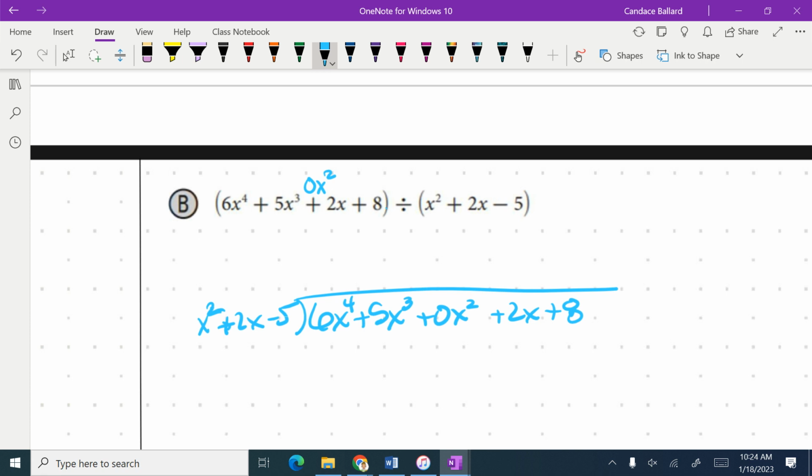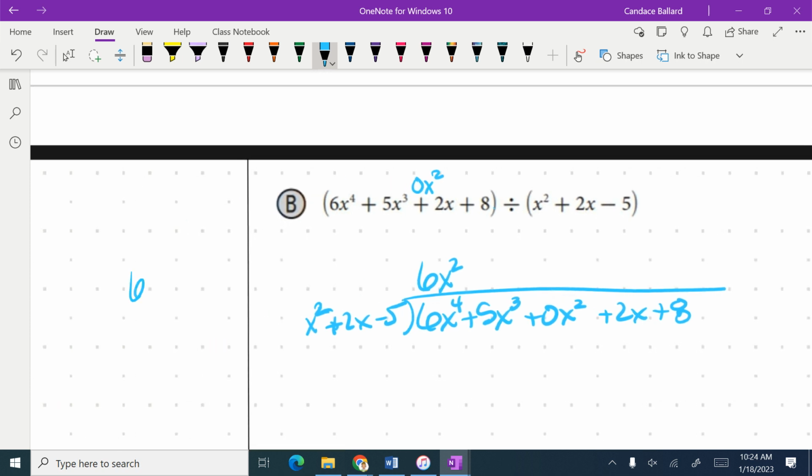So we got to divide now, right? How many times does x squared divide 6x to the fourth? Good. Remember, you're subtracting those exponents. If it helps you and you need to think about it this way, do some scratch work to the side. What's my next step? We got to distribute. Good. So 6x squared times x squared is? Good. Remember, when we multiply, we add the exponents. 6x squared times 2x is? Good. 6x squared times negative 5 is?